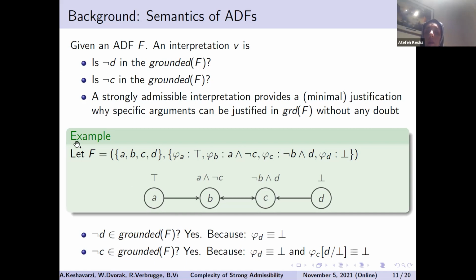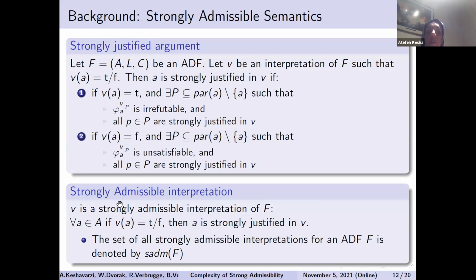Actually, a strongly admissible interpretation presents a minimal justification that is needed to answer whether arguments can be justified in the grounded interpretation or not. This is the idea of presenting the strongly admissible interpretations for ADFs. And here is the formal definition of a strongly admissible interpretation, which is defined based on the notion of strongly justified arguments in a given ADF and in a given interpretation. If A is assigned to true, we want to check whether the truth value of A in this interpretation depends on a set of parents of this argument excluding itself, such that each parent satisfies this property as well. It shows that the notion of strong justification is introduced recursively over the set of parents of each argument.